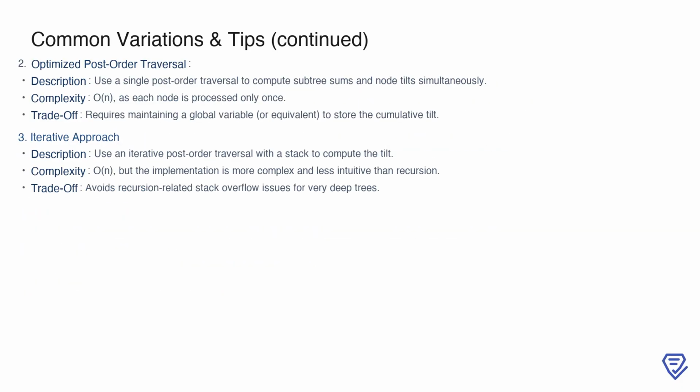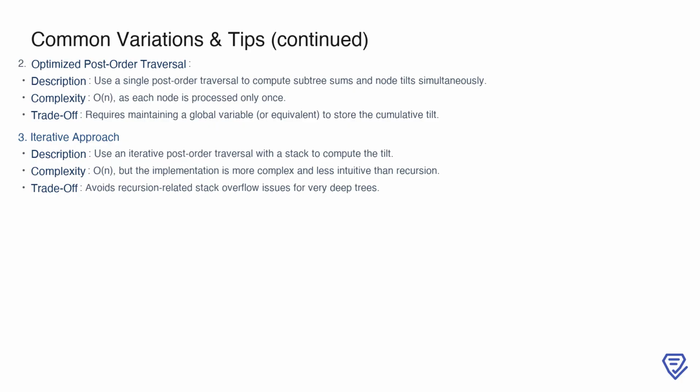A more efficient solution involves using an optimized post-order traversal. Here, you compute subtree sums and node tilts simultaneously in a single traversal, reducing the time complexity to O(n). This approach processes each node only once, which makes it much faster than the brute force method. However, it does require maintaining a global variable or an equivalent mechanism to keep track of the cumulative tilt of the tree.